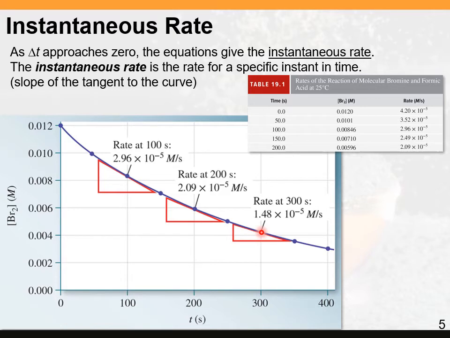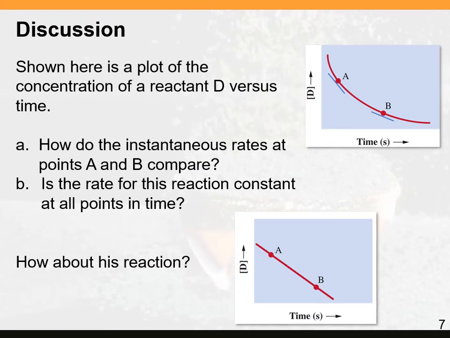The other method uses the rate law, which is the mathematical relationship between rate and the factors that affect it. You will be learning about the rate law in the next section. Let's see what kind of information we can extract from the concentration profile, the change of concentration against time for a given reaction. How can we compare the instantaneous rates at point A and B?